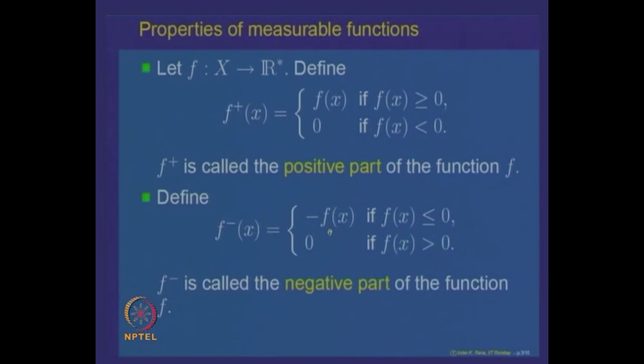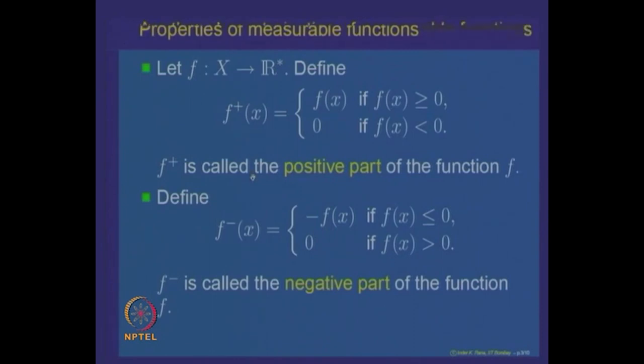Essentially, once again, it is looking at the graph of the function. As long as the graph of the function is above the x axis, we put its value equal to 0, and it is minus of f of x if f of x is less than or equal to 0. So, these are called the positive part and the negative part of the function, and it is quite obvious from the definition that f can be written as f plus minus f minus.